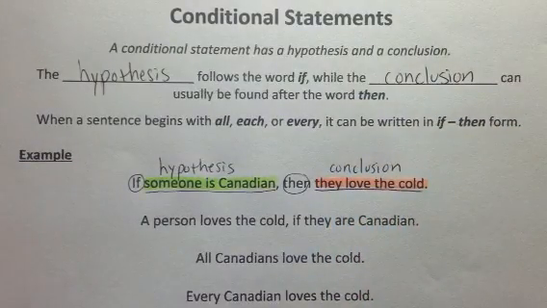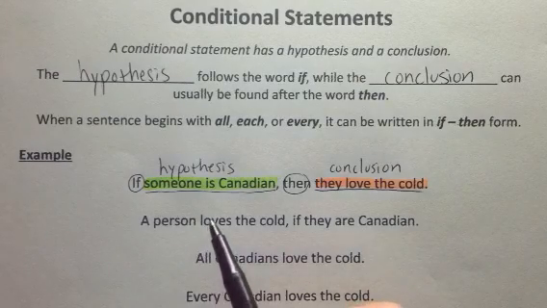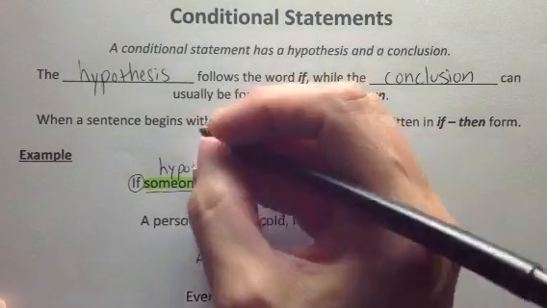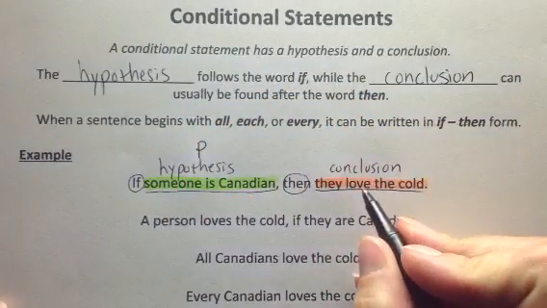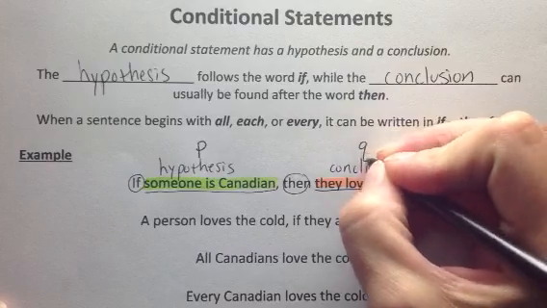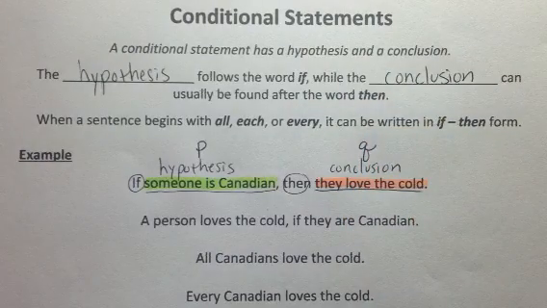Now later I'm going to talk more about symbolic form, but for now I want you to know that usually when you are looking at your first conditional statement, you're going to call the hypothesis P and the conclusion Q. And that's going to make a lot more sense as you get further into Unit 2.